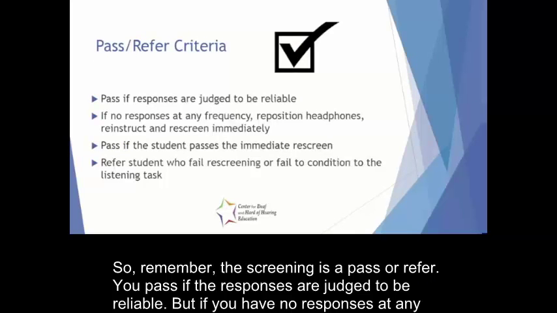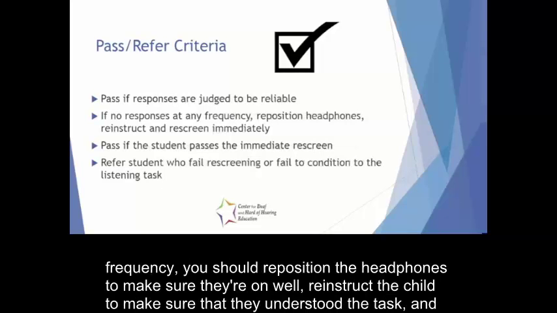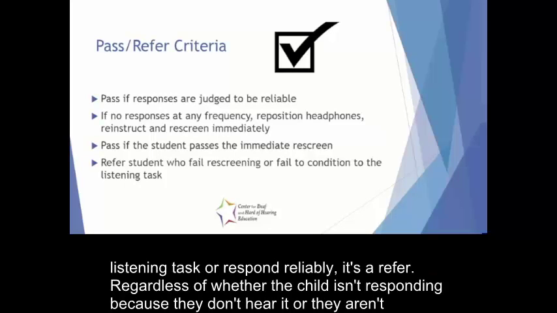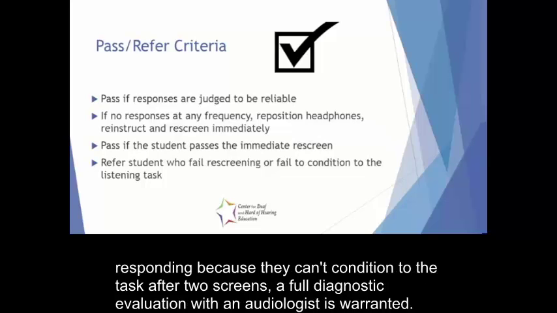So remember, the screening is a pass or refer. You pass if the responses are judged to be reliable, but if you have no responses at any frequency, you should reposition the headphones to make sure they're on well, re-instruct the child to make sure that they understood the task, and rescreen immediately. If the student passes the immediate rescreen, it's a pass. If the student still refers, or they're unable to condition to the listening task or respond reliably, it's a refer. Regardless of whether the child isn't responding because they don't hear it, or because they can't condition to the task, after two screens a full diagnostic evaluation with an audiologist is warranted.